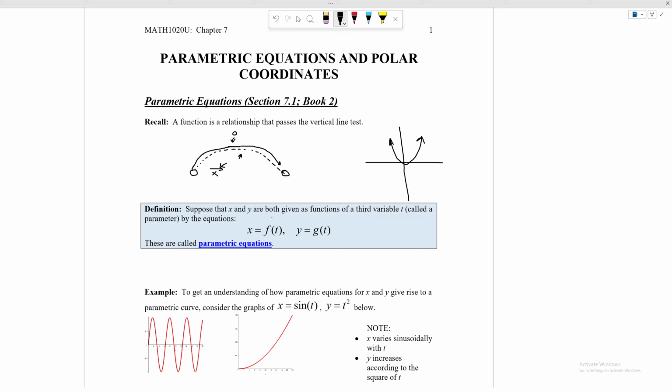And so that's why we introduce parametric equations. Instead of having y in terms of x, we'll have x in terms of t and y in terms of t. And so x will have its own function, which determines the straight line that it travels in. And my y will have its own function that will explain this parabola it travels in.